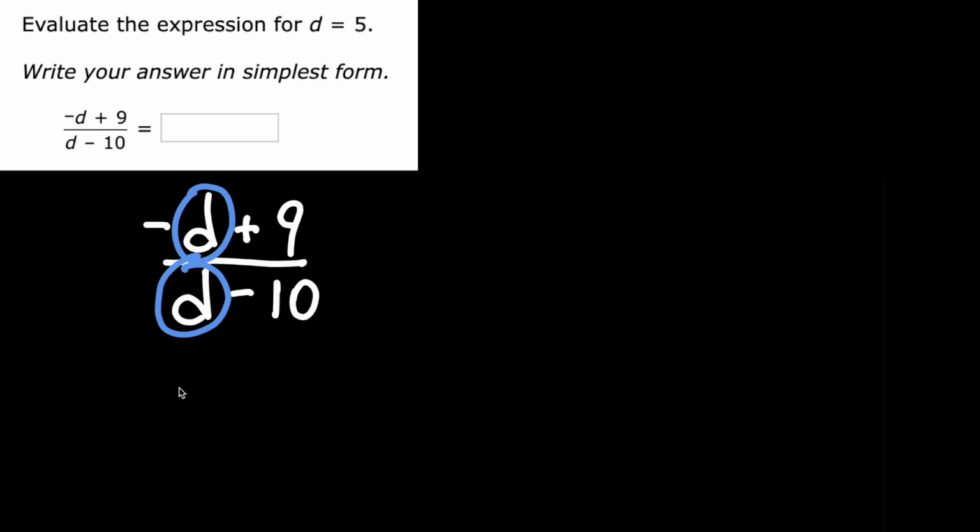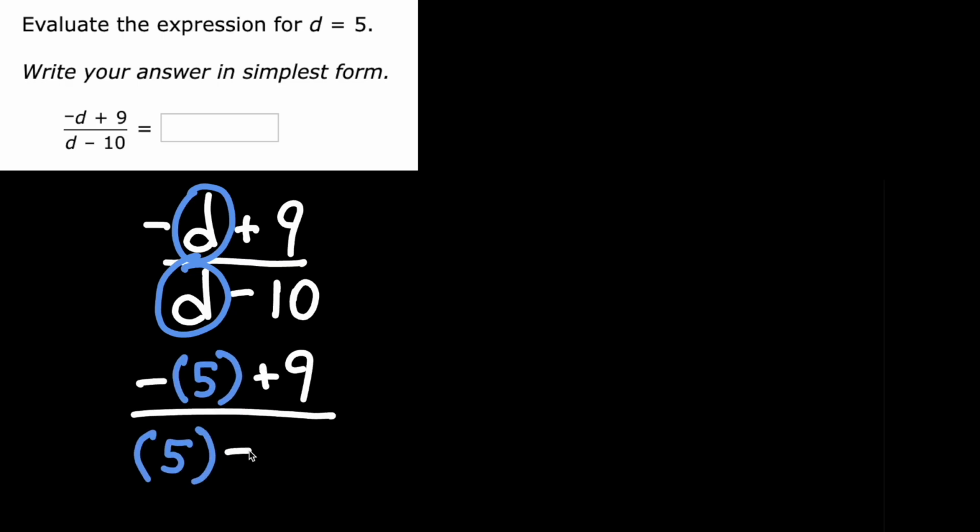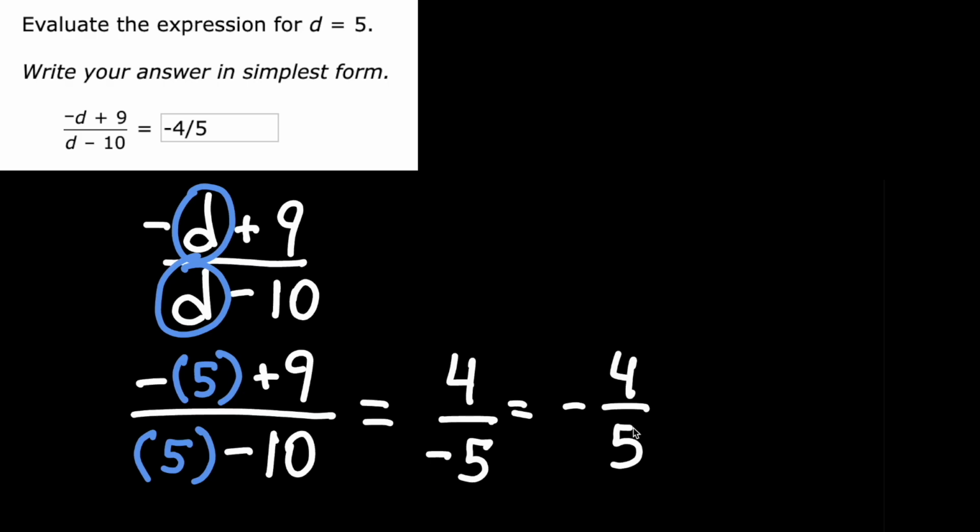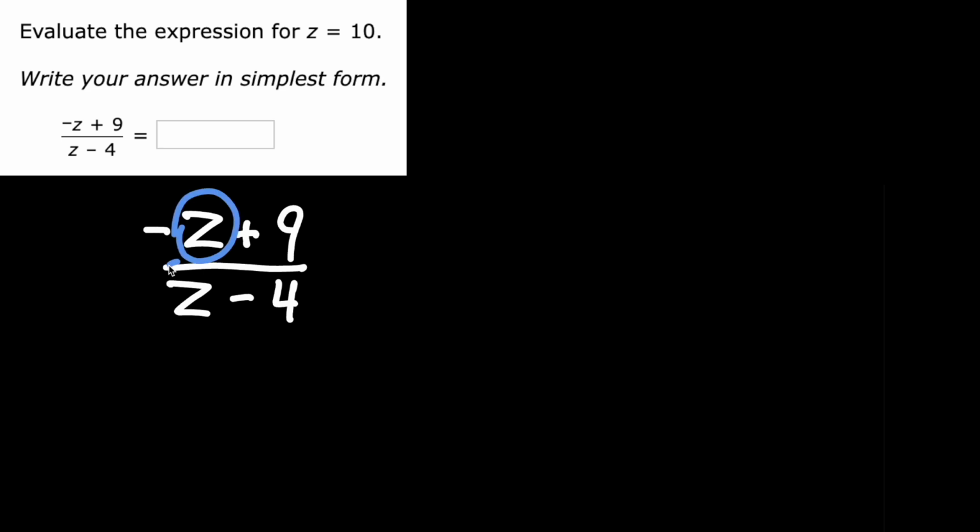Next, we have to substitute 5 for d. That gives us -5 plus 9 over 5 minus 10. If we start with the numerator, -5 plus 9 equals 4, and 5 minus 10 equals -5. And since between the numerator and the denominator there's one negative, that means our whole fraction is negative, so our answer is -4/5. Next, we have to plug in 10 for z.